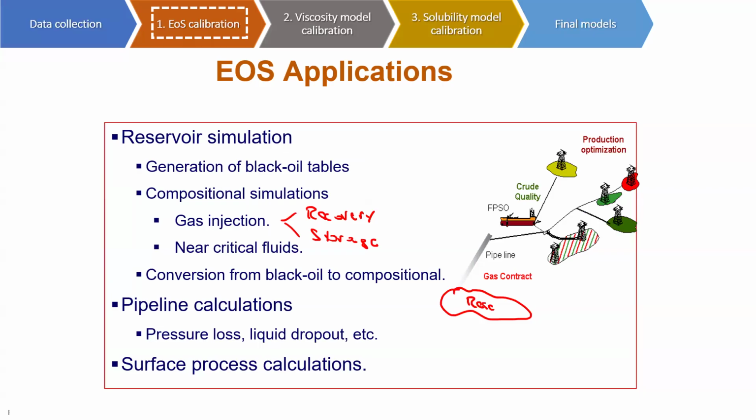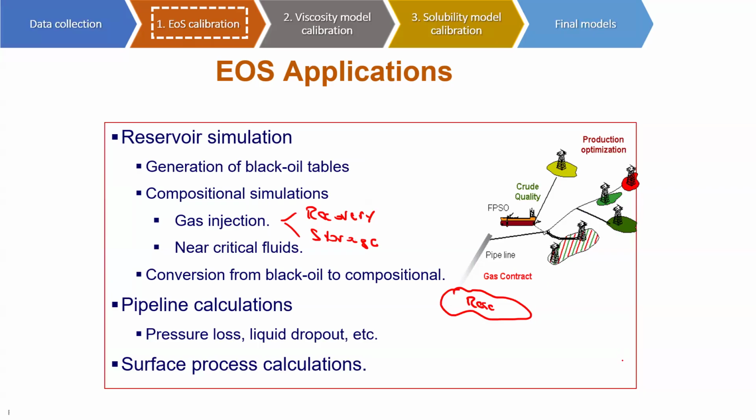You need to split between two phases in order to predict how much oil you have at the end of the day. To do this, you need the equation of state. So it's a very powerful tool and applied in the whole chain of the oil industry. The same for a storage project.